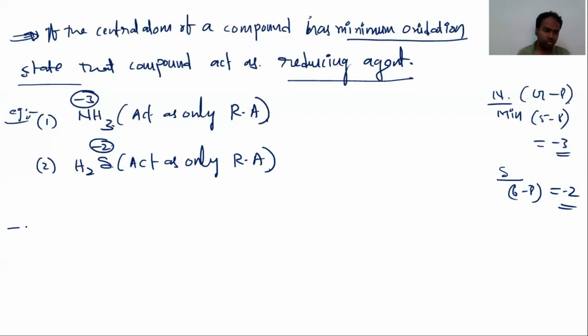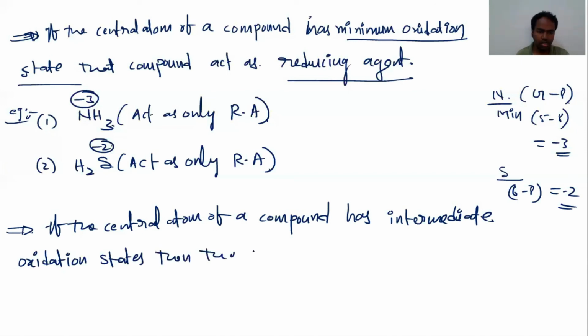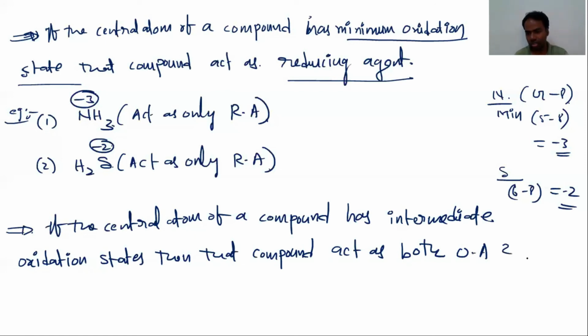Now take one more point here. If the central atom of a compound has intermediate oxidation states, then that compound acts as both an oxidizing agent as well as a reducing agent. So OA here means oxidizing agent, as well as reducing agent.